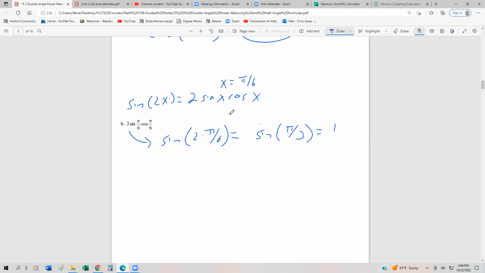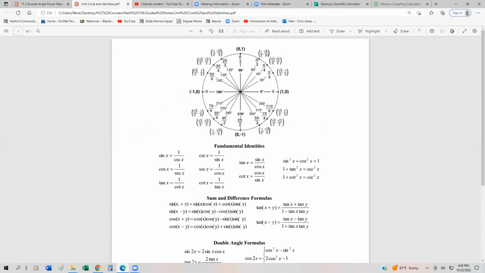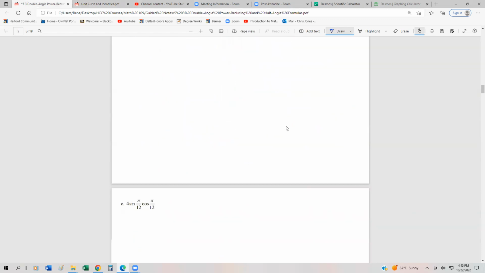And we know that the sine of pi/3 is positive root 3 over 2. If we don't know that, we just go into the unit circle and look at the y coordinate, and right here at 60 degrees or pi/3 is root 3 over 2. Okay, so nice and easy.